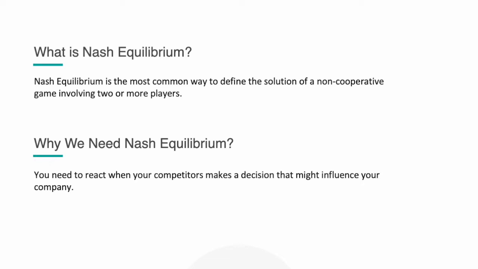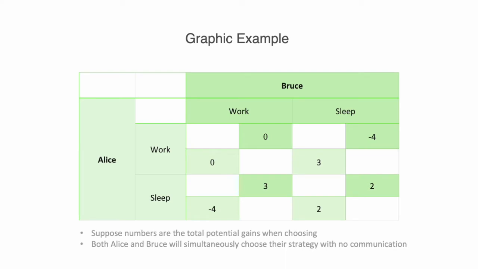And why do we need Nash equilibrium? Well, considered as the decision maker of a company, you have to react when your competitor makes decisions that might negatively influence your company. So let's take a look at a graphic example of the Nash equilibrium. In this graph, we can see there are 4 elements: the players, the rules, the strategies, and the payoffs.